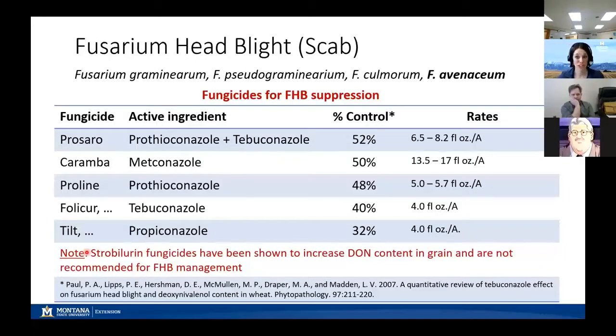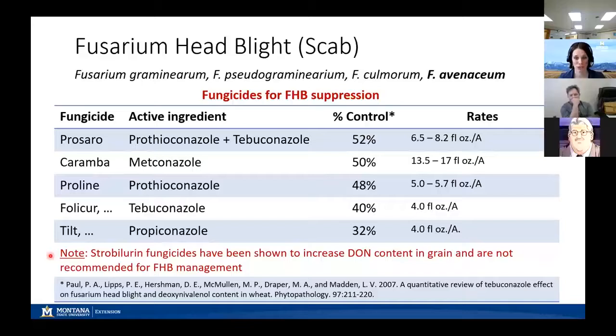A lot of research has been done on which fungicide products are actually effective in suppressing Fusarium head blight. And so one thing to point out here is that strobilurin fungicides, or those QOI fungicides, are generally not recommended for Fusarium head blight control, as they have been shown to increase the concentration of this toxin in the grain after application.